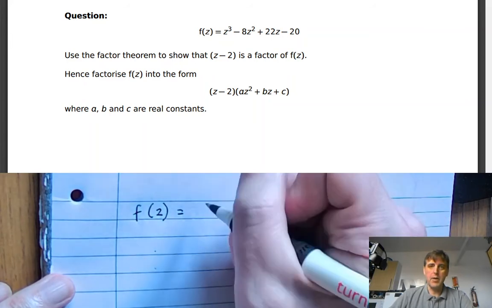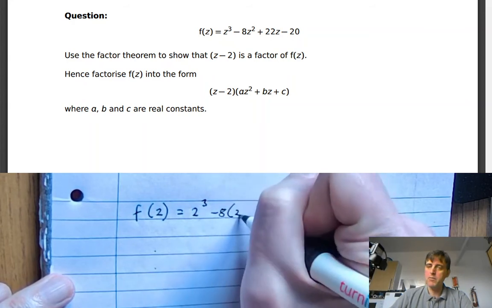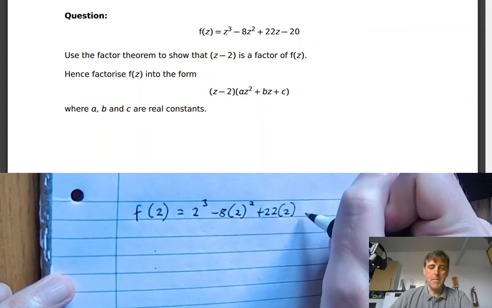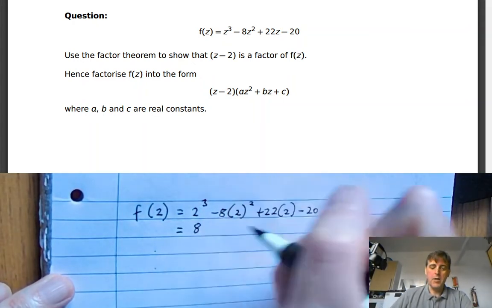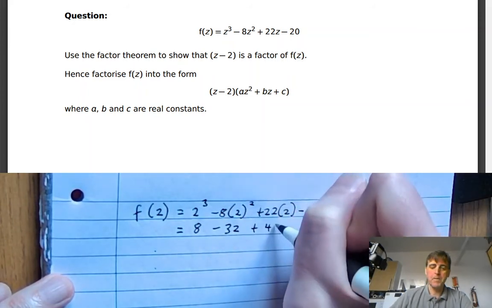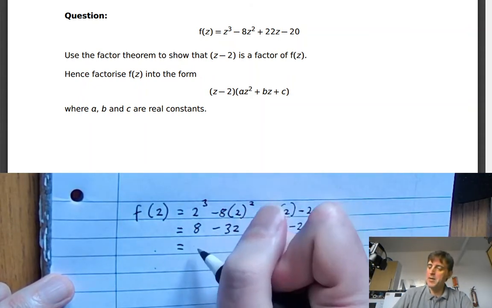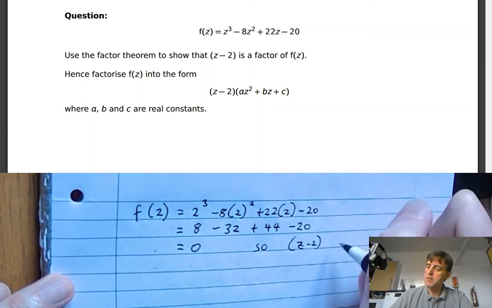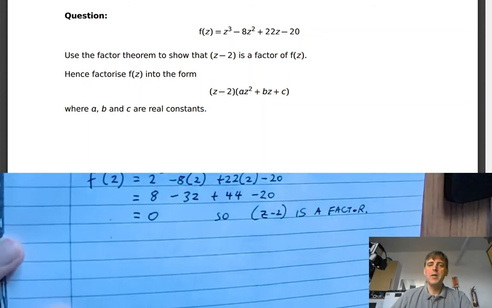Substituting 2 into it, we end up with 2 cubed minus 8 lots of 2 squared plus 22 times 2 minus 20. If you work out what those are, this one becomes 32. We have a 44 here. That minus 20 is still hanging around. And that does indeed become 0. So z minus 2 is a factor. Okay, so there's our factor theorem.